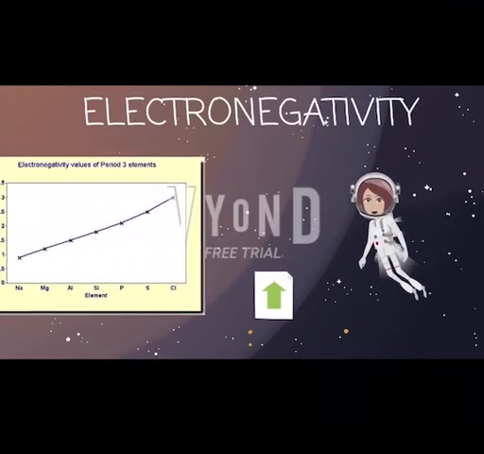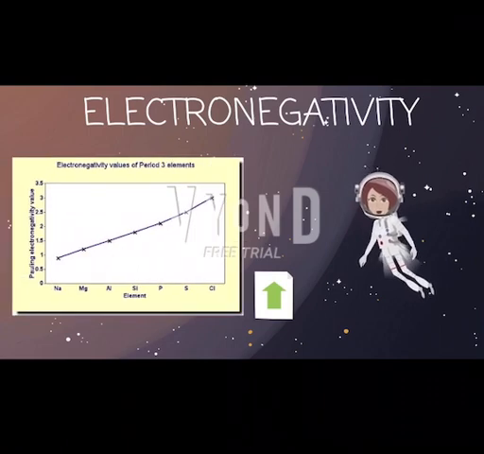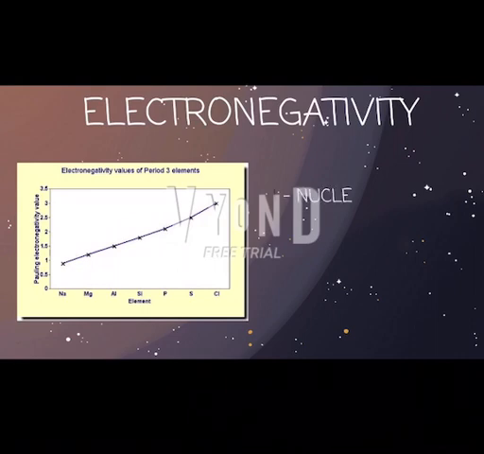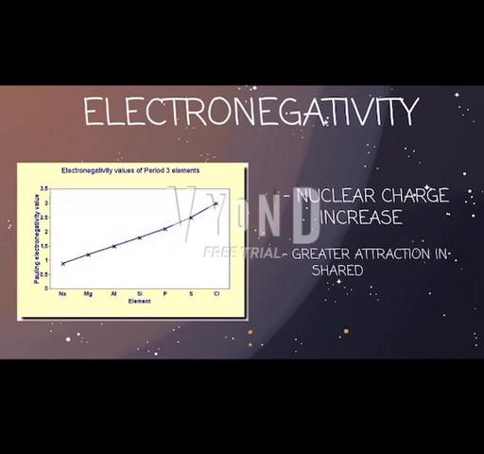While for electronegativity, it increases throughout period 3. The electronegativity increases across the period because the nuclear charge is increasing, so the attraction of the shared pair of electrons in a covalent bond also increases.